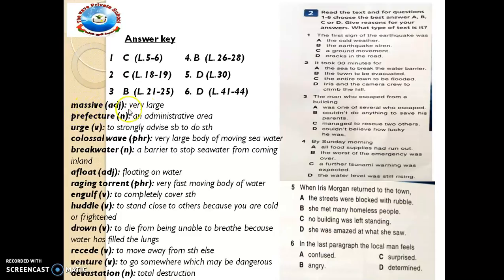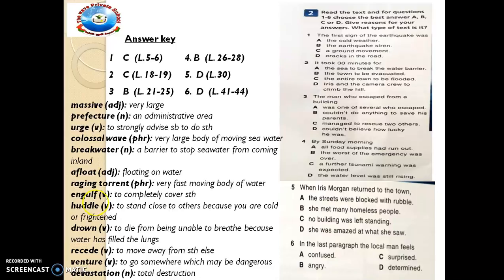Massive is an adjective, very large. So these are the meanings of these words: massive, refracture, arch, colossal wave. These are their meanings, and that is their part of speech. Okay, friends? You have to write this down in your what? In your notebook. Correct. I trust you know what to do.